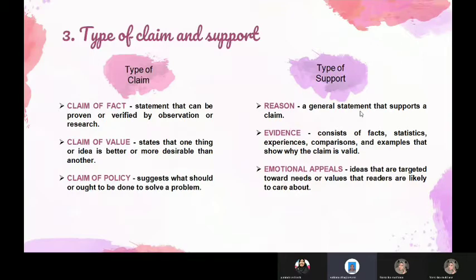A claim of policy suggests what should or ought to be done to solve a problem. The types of support also have three types. The first is reason. Reason is a general statement that supports a claim. The second is evidence. Evidence consists of fact, statistic, experience, comparison, and example that show why the claim is valid. And the last type is emotional appeal. It is an idea that is targeted toward needs or values that the reader is likely to care about.